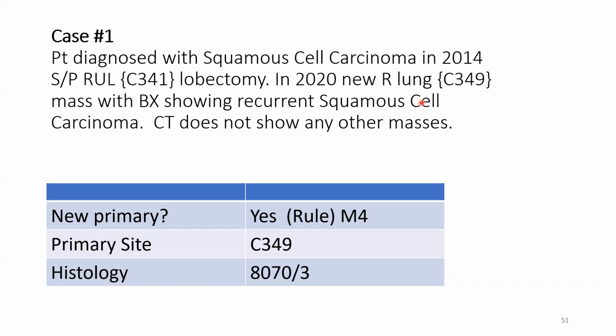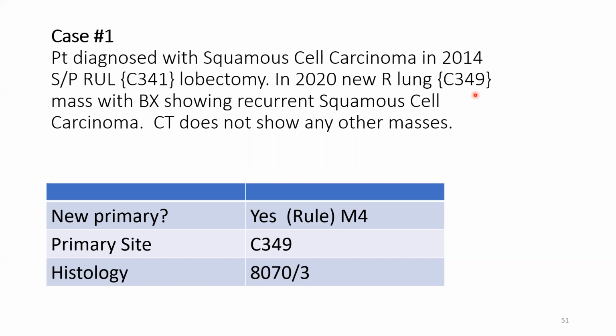However, we cannot use that terminology to decide. We need to run this through our rules to see if we have a new primary or not. Because they've taken out the right upper lobe where the tumor was, we know it's not in the right upper lobe, but it could be in the middle or the lower lobe. So I've just penciled in the C34.9.